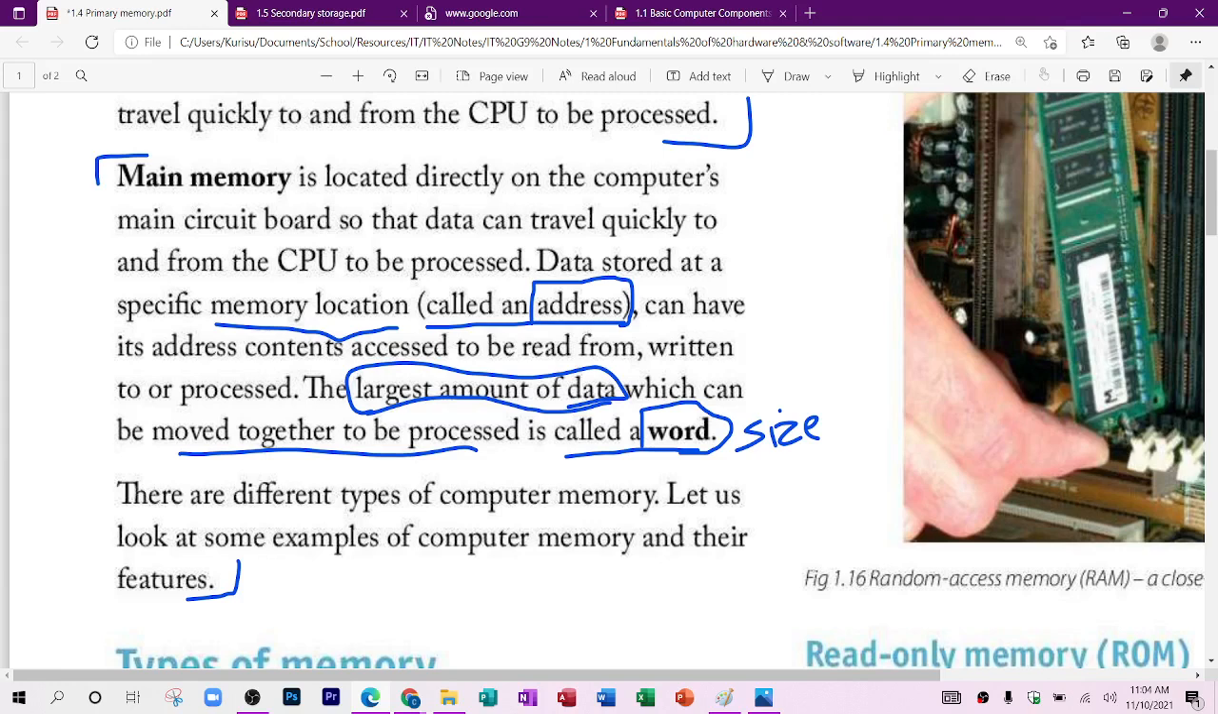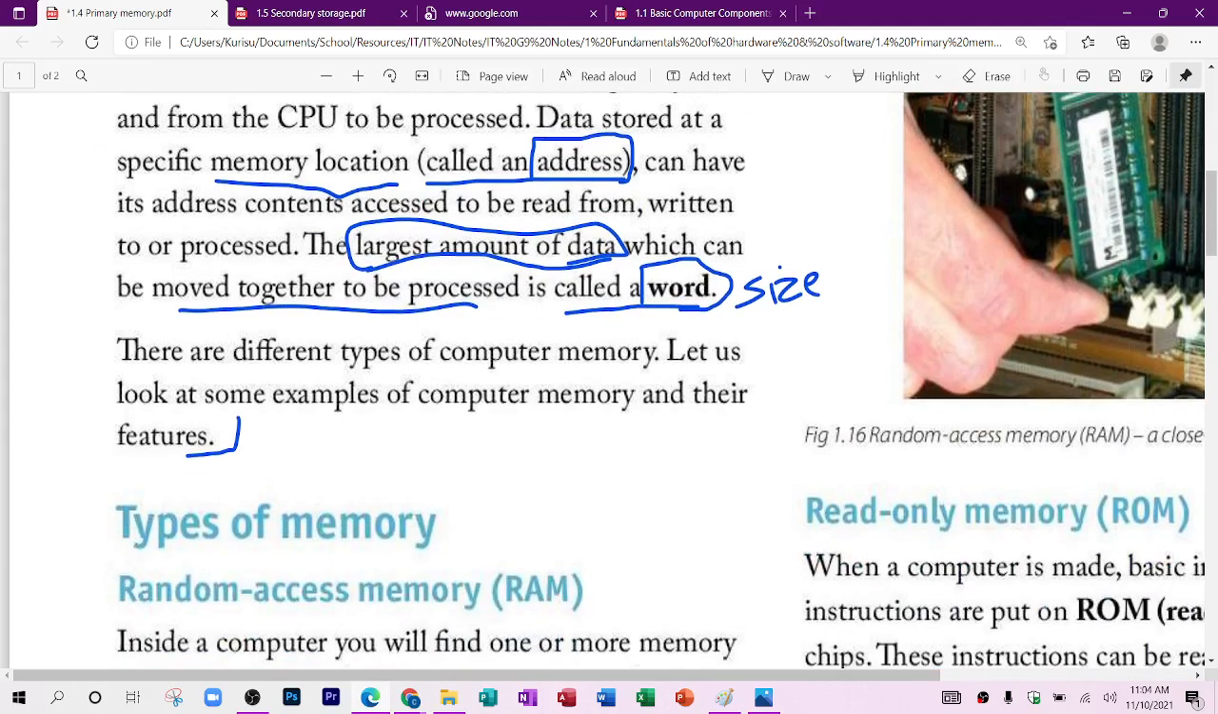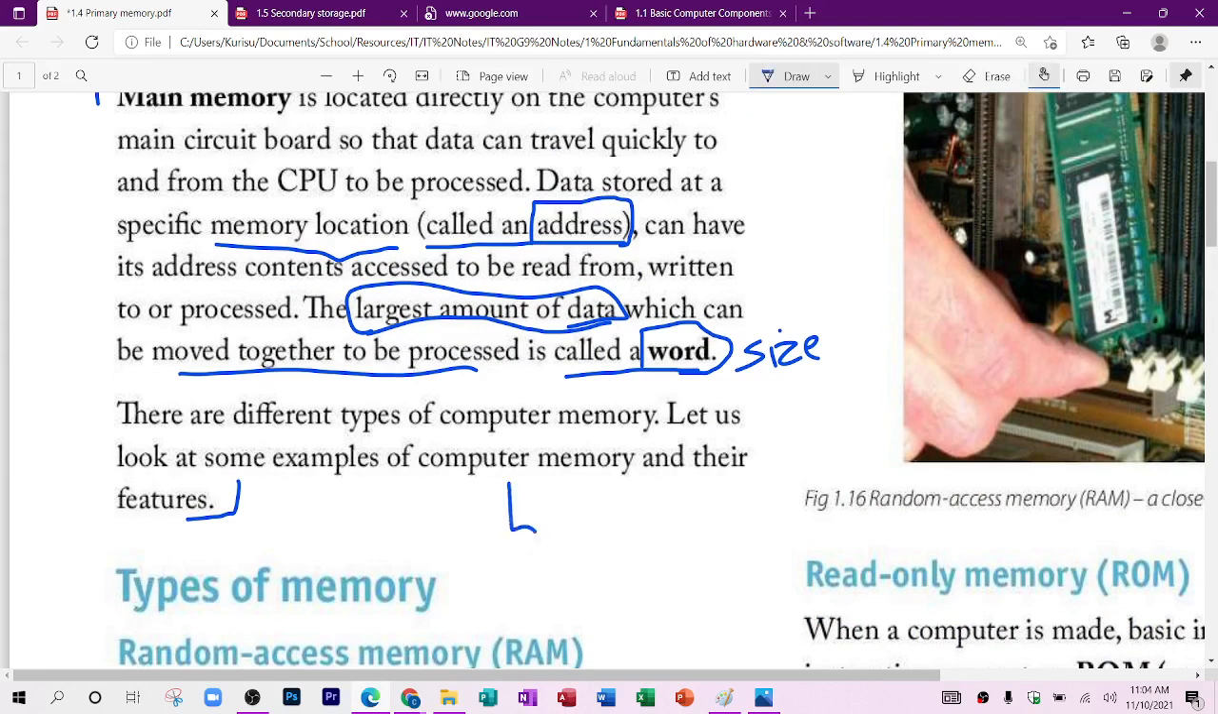So for example, when it comes to data, usually the smallest amount of data is measured in bits. We'll talk about this more later on, but just remember this here. The smallest amount of data is measured in bits. So one piece of data is going to be 1 bit. 2 pieces of data is going to be 2 bits. And 3 pieces of data, 3 bits, and so on. So a word is how much of those bits you can group together to move together at the same time and process at the same time.